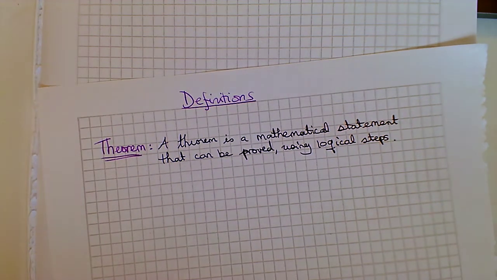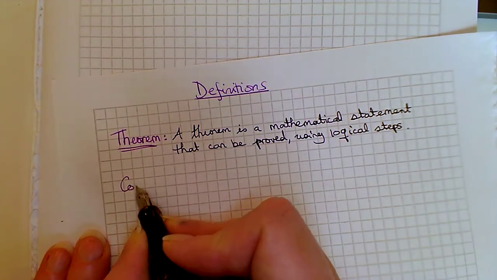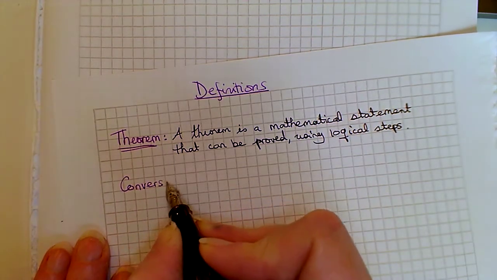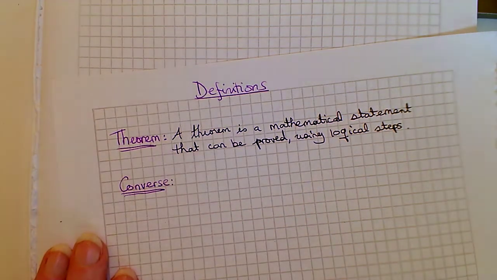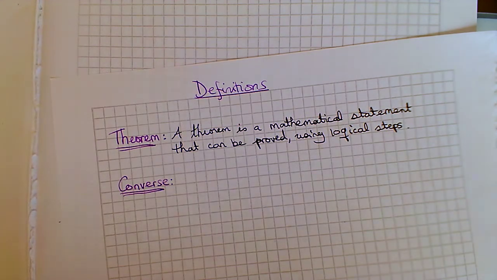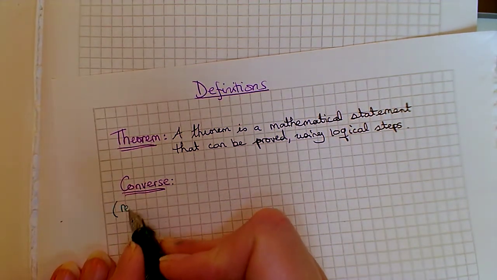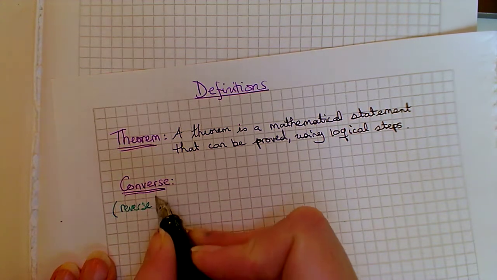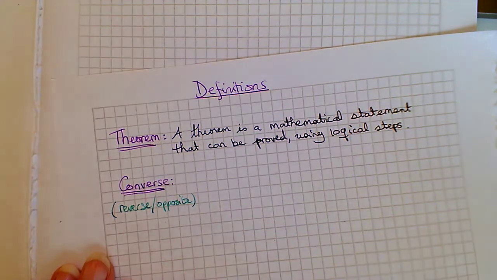You also need to know this definition, which wasn't on for junior cert, and it's converse. So converse, not the shoes, means reverse or opposite. It even sounds like reverse. Reverse or opposite. We'll give an example in a while.